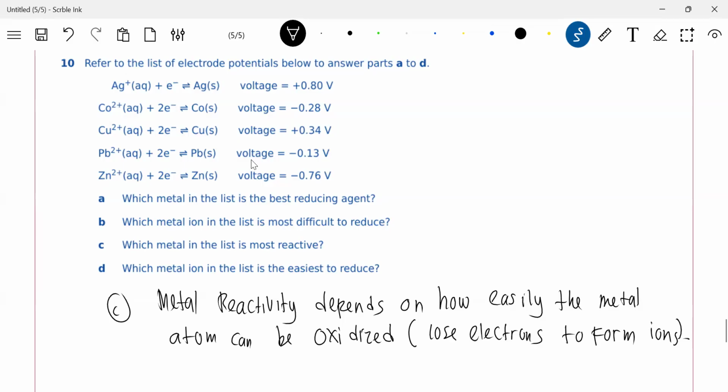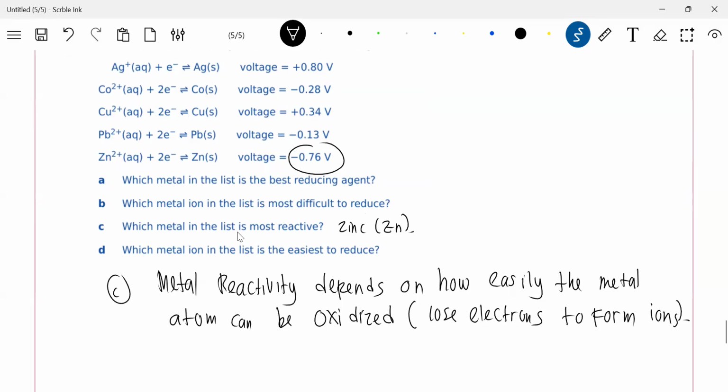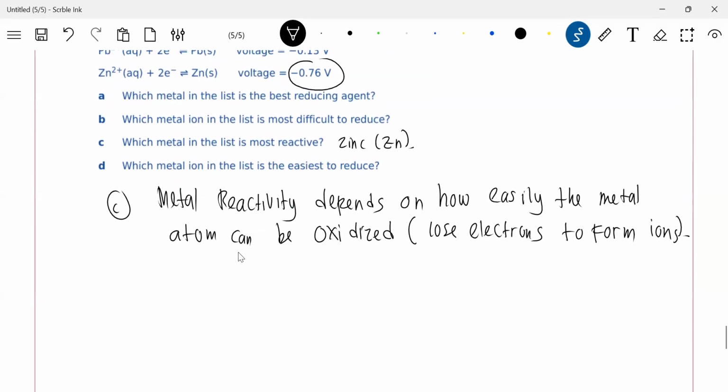Take a look. Zinc has the lowest standard reduction potential, negative 0.76, meaning its reverse reaction has the highest positive oxidation potential. Thus, zinc loses electrons more readily than any other metal on the list. So the metal is zinc, Zn. This is also theory, because chemistry combines theory and calculation.